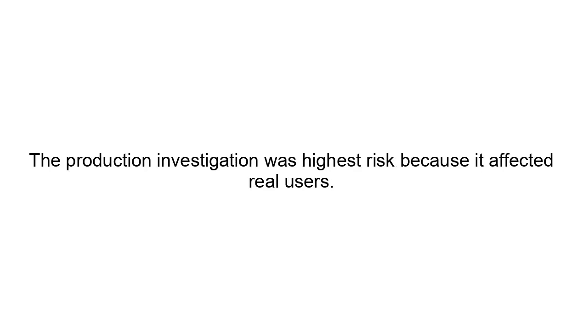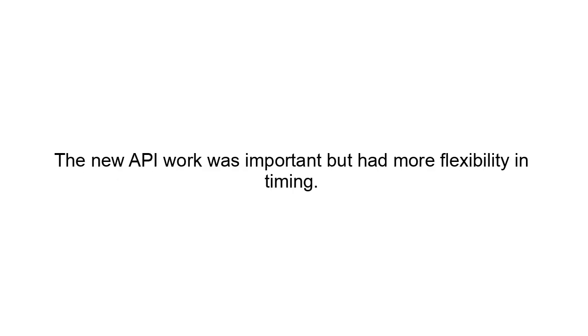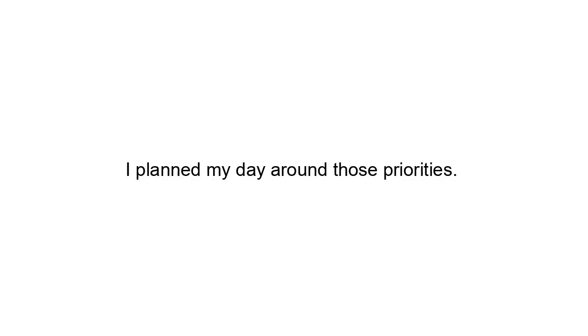Action: I first categorized the work. The production investigation was highest risk because it affected real users. The pull request review was a team blocker. The new API work was important but had more flexibility in timing. I planned my day around those priorities.